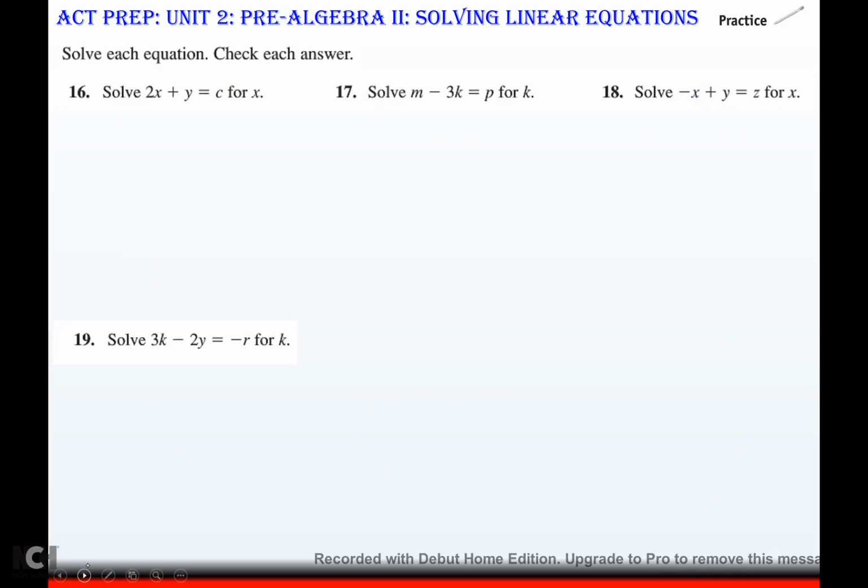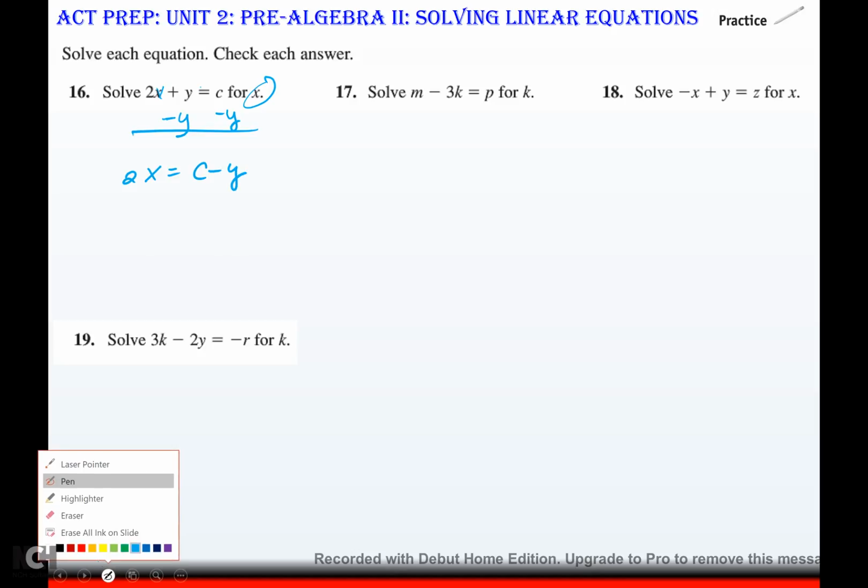Alright, so now we got some literal equations. They say solve each equation, check your answer. They want me to solve this for x, which means I've got to get x alone. Well, they're multiplying and adding, so I'm going to undo the adding first. So minus y, minus y. I get 2x equals c minus y. Divide by 2, and that's what x equals.